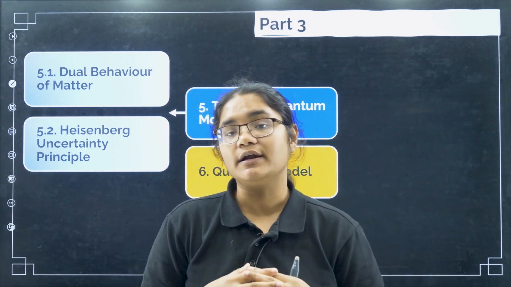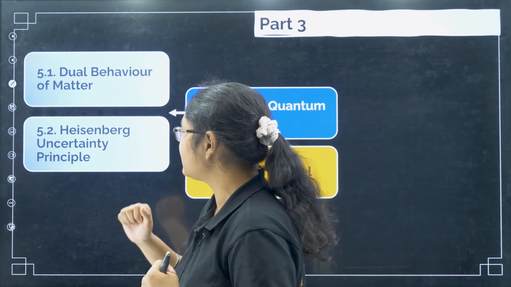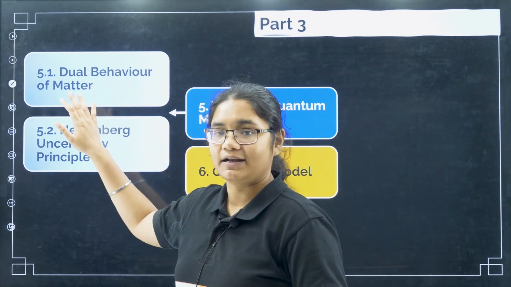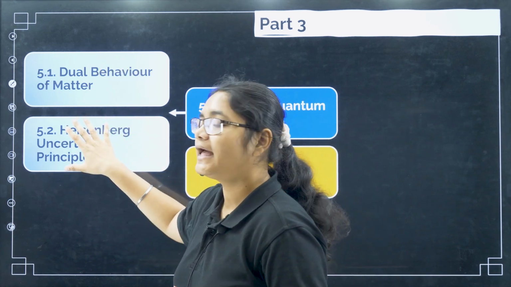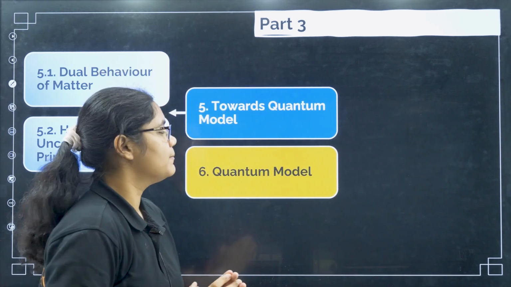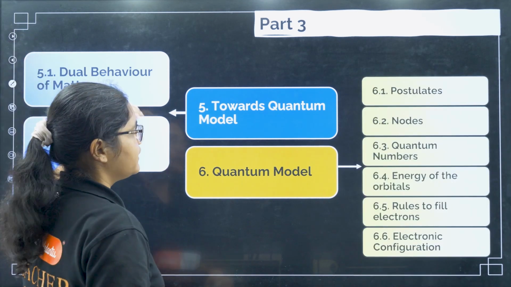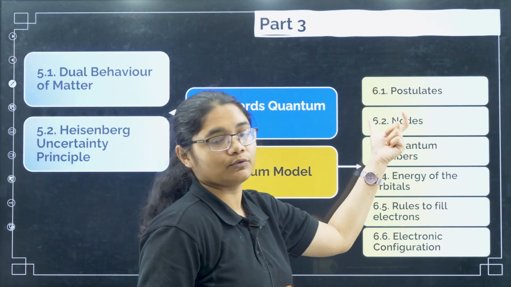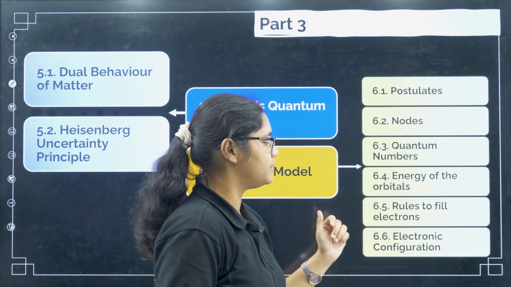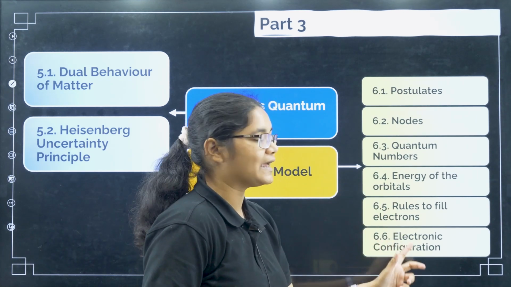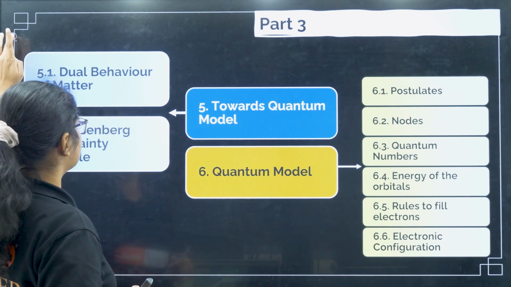Now in case of quantum mechanical model also, there were some developments that took place. The first one is your dual nature of matter. There it was dual nature of radiation, here it is dual nature of matter, and Heisenberg uncertainty principle. After that we have here our quantum model. In quantum model, what were the postulates, what do you mean by nodes, what is quantum number, how to calculate the energy of the orbital, rules to fill the electrons, and electronic configuration we will see. Okay, so let us start with the first one.